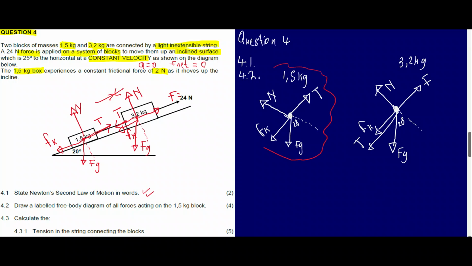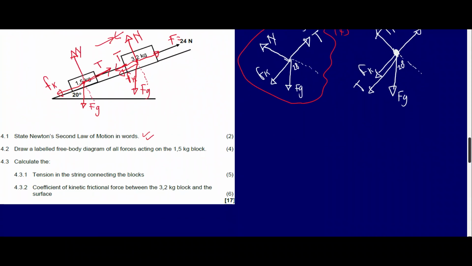Okay, I think we have the free body diagrams there, and for this one specifically they wanted to see this, and you would get your 4 marks there. I just hope it's 100% correct. I don't think there's any mistake we made with this, but you guys are going to look at it, and then you guys know better, of course.